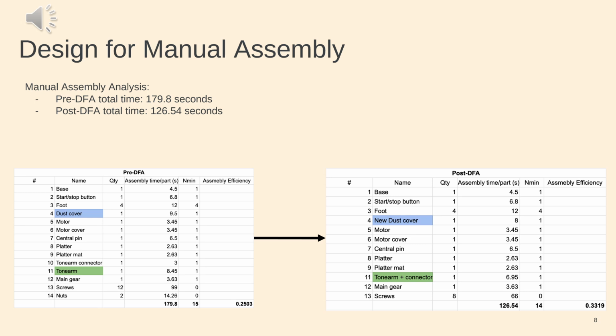Combining the tone arm with the tone arm connector and making it a snap fit reduced both the screw count and part count. Manufacturing cost and product functionality are unchanged. Overall, the modifications significantly reduce assembly time from 179.8 seconds to 126.54 seconds, and assembly efficiency was increased from 0.2503 to 0.3319.